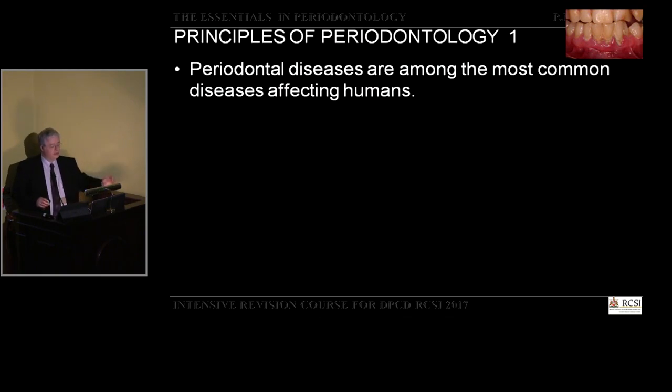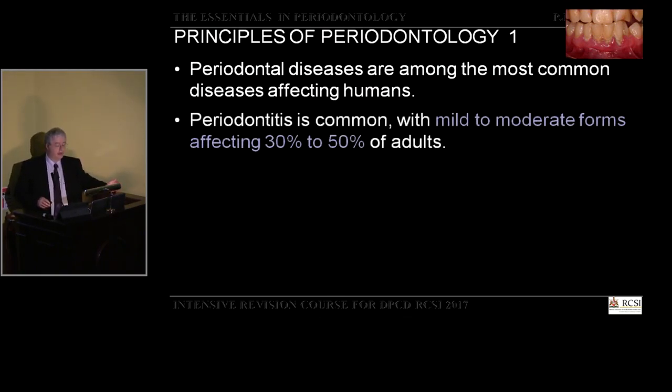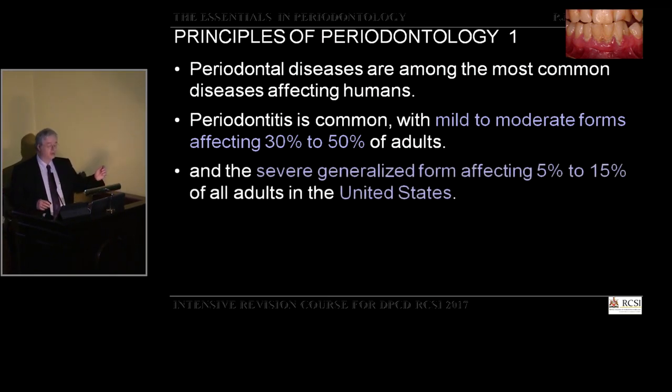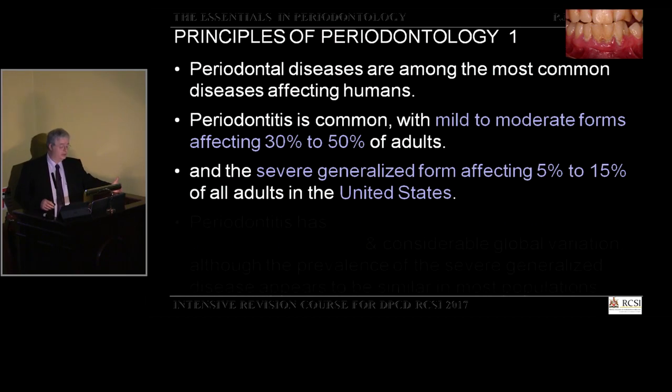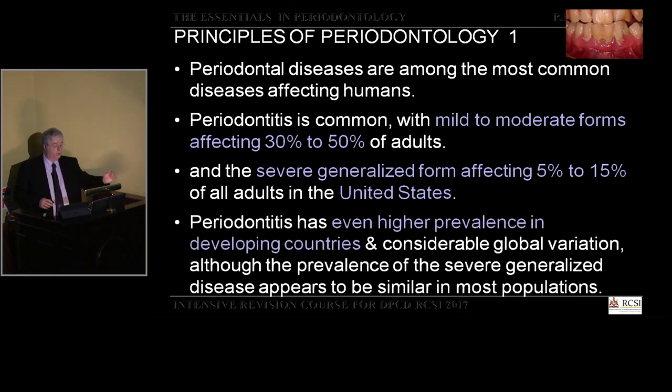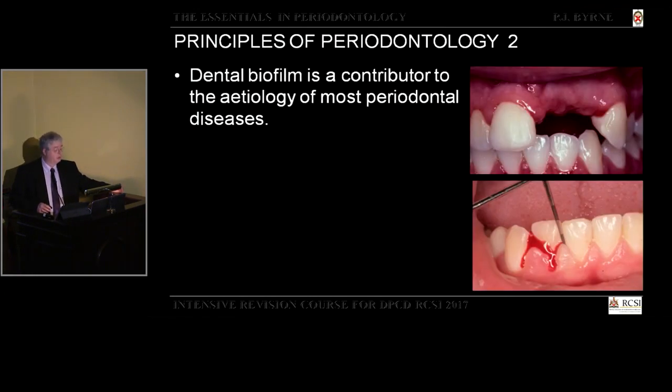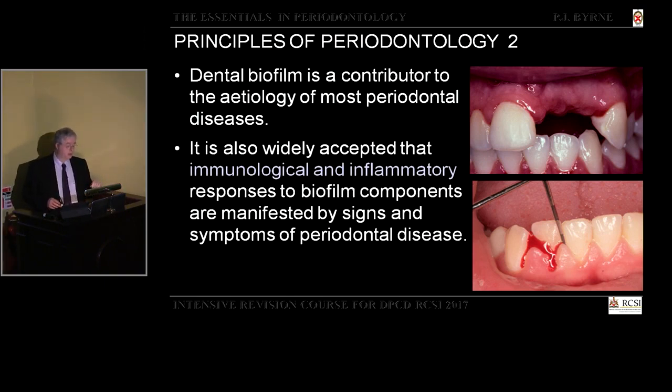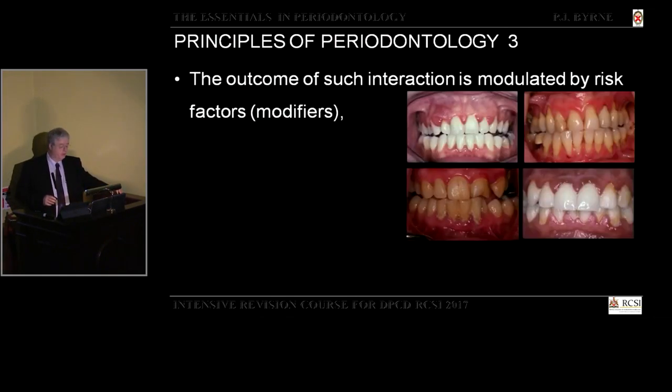So periodontal disease is very common, we know that, and we know that mild to moderate forms affect a significant number of adults, and the severe form affects obviously a lesser number. And we know that periodontal disease has an even higher prevalence in developing countries. Dental biofilm is a contributor to the etiology of most periodontal diseases. And we accept that the immunological and inflammatory responses to this biofilm are manifested by the signs and symptoms that we know to be periodontal disease.